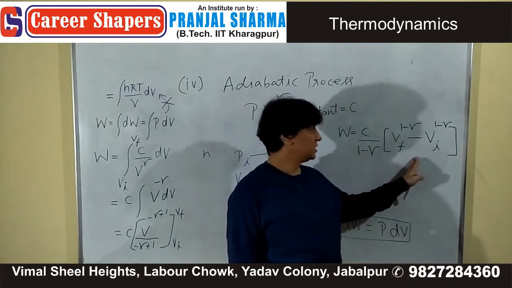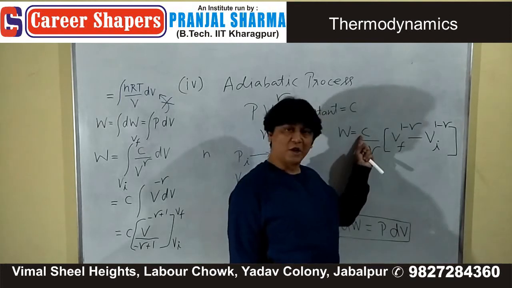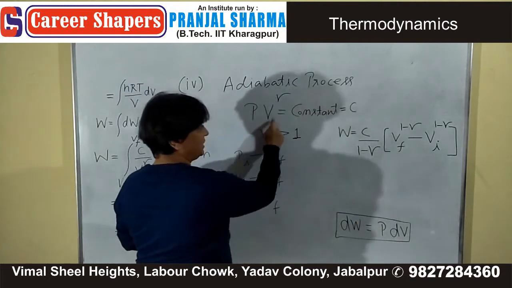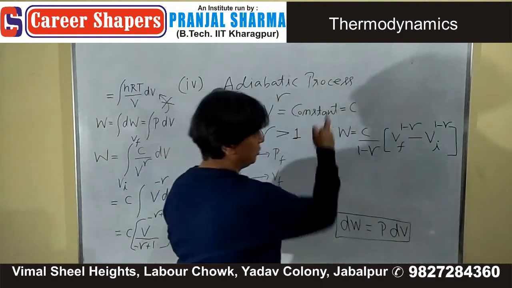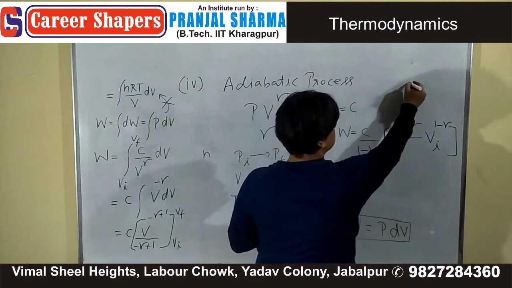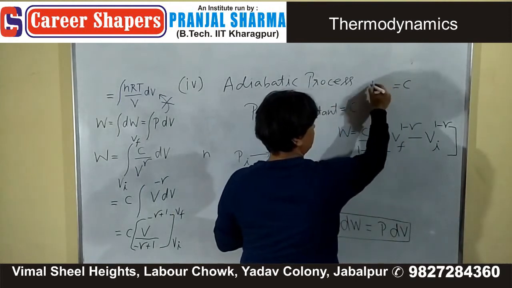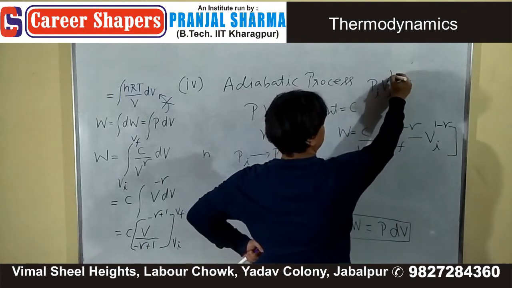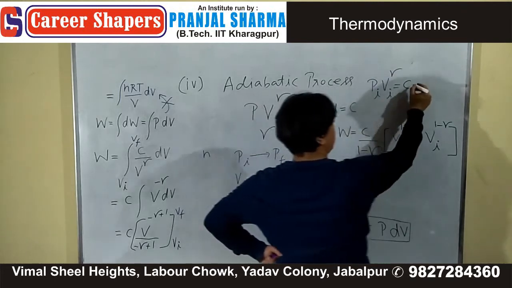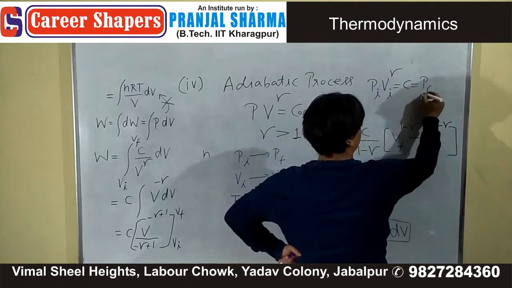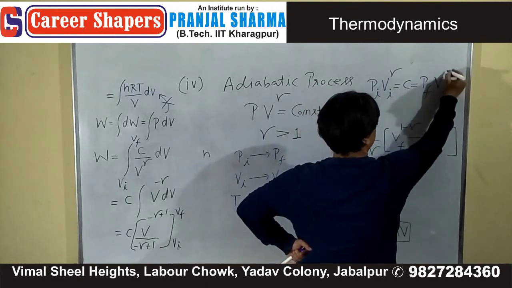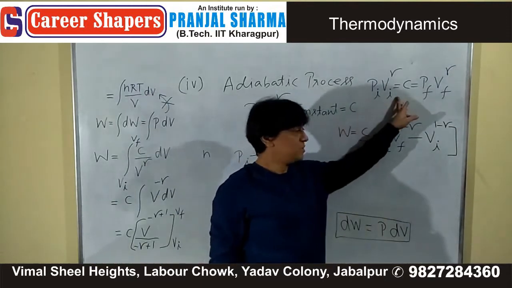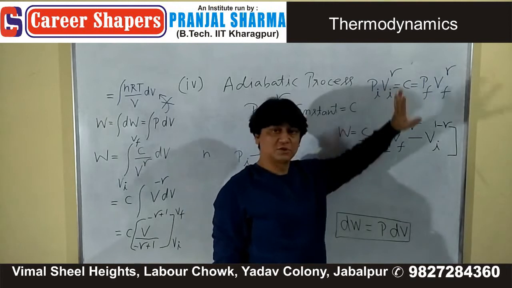But let's write the value of C. What is C? C is PV gamma. So look here, C is P initial V initial gamma. At the same time, this C is P final V final to the power gamma. Your pressure is changing, volume is changing, but this product with gamma is not.